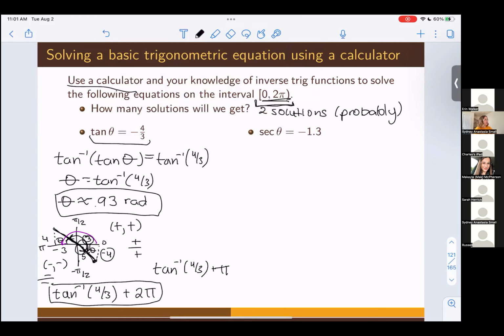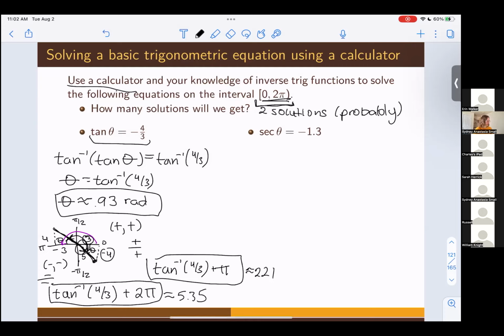Instead of going around from negative 0.932 pi, we only had to go around pi to get to the angle with the same tangent. And these, when you plug them into your calculator and get the exact values, are going to be your two solutions. And doing that, we get that this one is approximately 2.21, and this one is approximately 5.35.